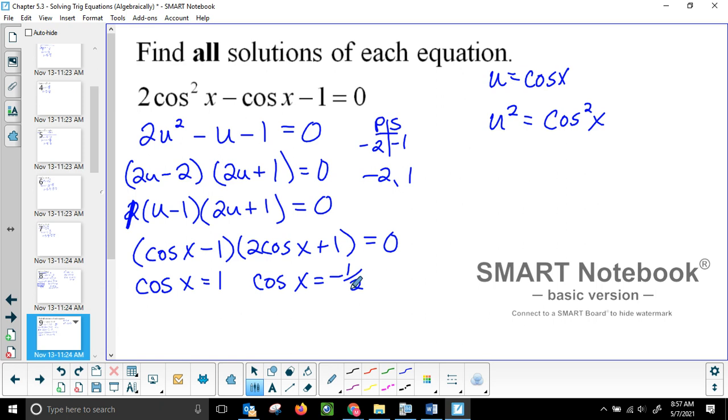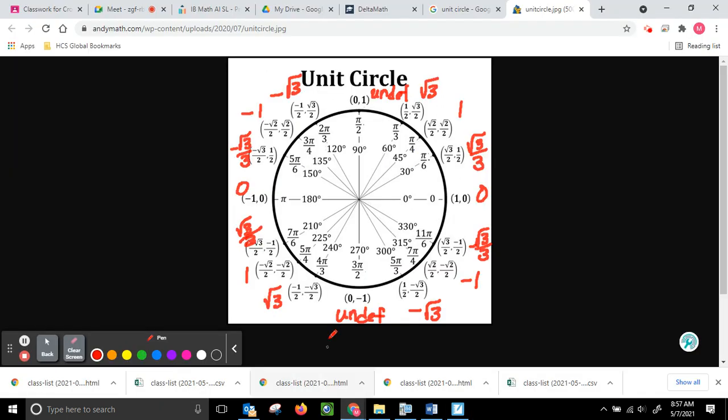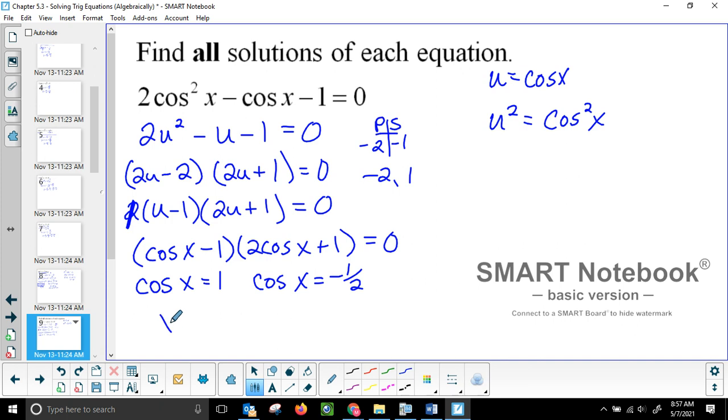All right, so here we look at our unit circle. First, where is cosine of x equal to 1? Well, cosine is the x coordinate. That occurs right here. And that's it. That's the only place, right? So there we have x equals 0.